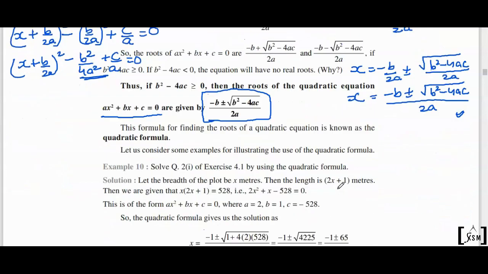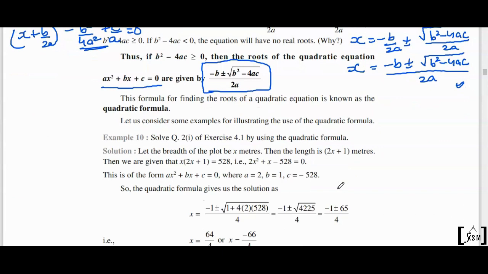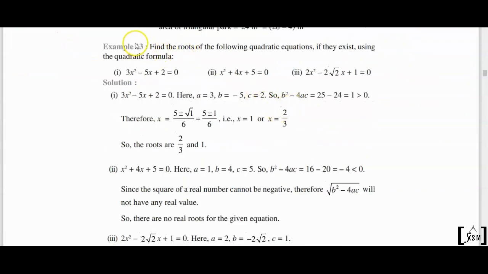Now we'll be using the quadratic formula. You need to memorize this. Let's have a look at example 13. Question is: find the roots of the following quadratic equation, if they exist, using the quadratic formula. So yes, in this example we have to use the quadratic formula. Let's solve the second part.